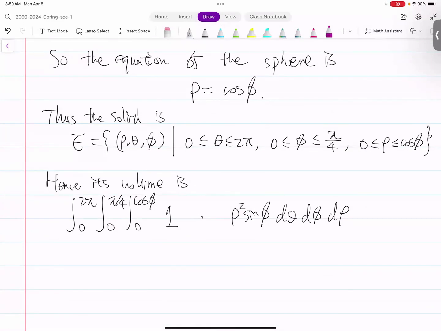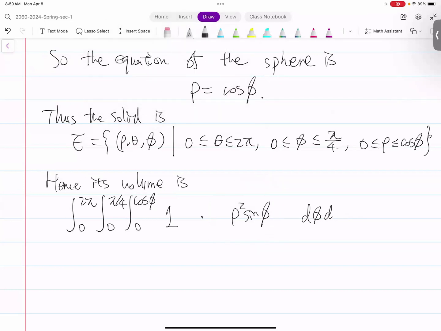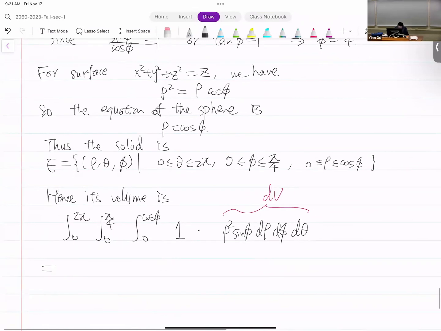We have a function rho squared sine phi. I messed up the order of the description. Of course theta is on the outermost side, but as long as you get that corrected, it should be fine. So integrate rho first, then phi, and then theta, systematically using integration from the inner to the outer.